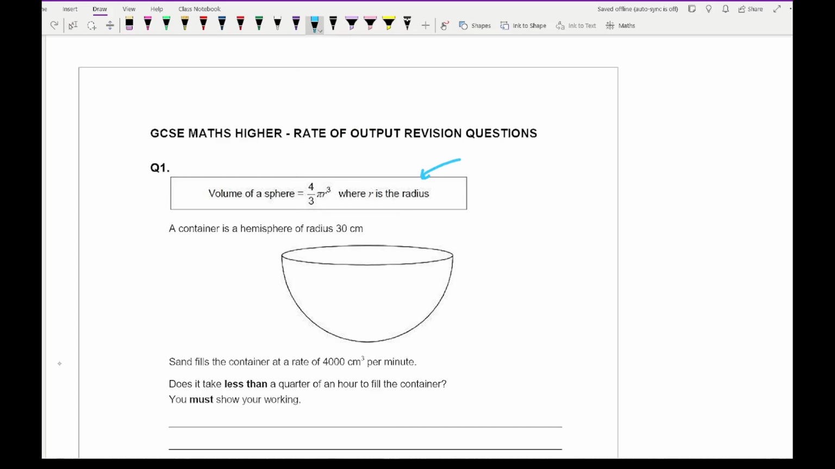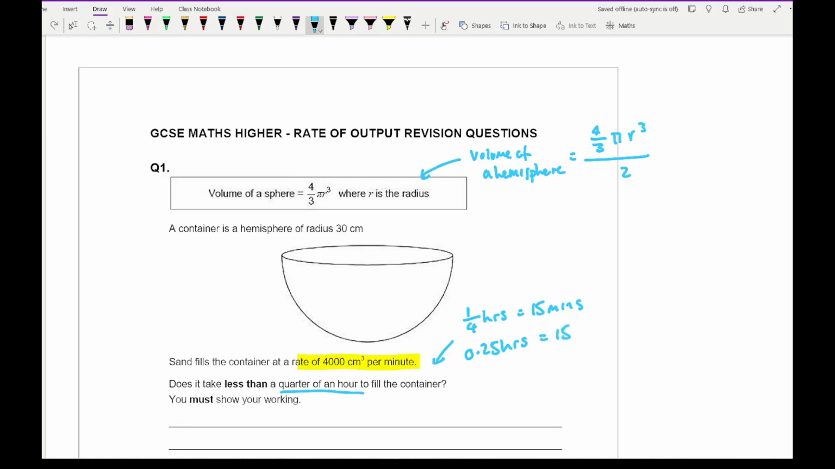So this here is the volume of a sphere. So the volume of a hemisphere, which is going to be half, is going to be 4/3 pi r cubed, all divided by 2. It then says that this here is our rate of output. Let's just highlight that. And it then says, does it take less than a quarter of an hour? Now, a quarter of an hour is also known as 15 minutes. So if I work in hours, it's going to be 0.25. And if I'm working in minutes, then it's going to be 15.